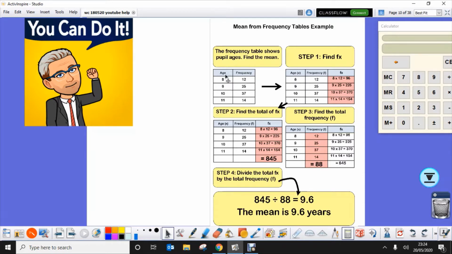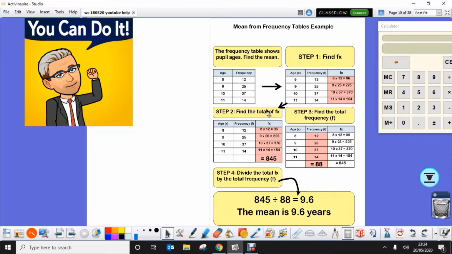frequency. Age they've given the variable of x, frequency they've given the variable of f, and so if I want to find fx, I'm multiplying these two together, the frequency and the age. So the two variables are times-ed together. 12 times 8 gives me 96, 25 times 9 gives me 225, and so on. So step 1, find fx.